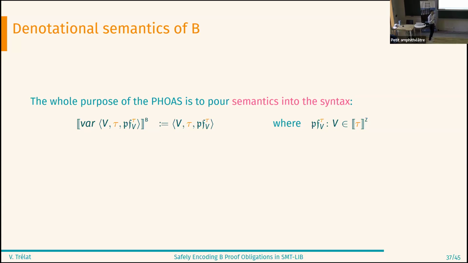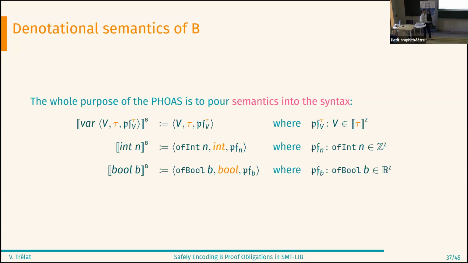There are some really simple cases. For example, for integers, what is the denotation of int n? I just take n and transform it into a ZF set, so a ZF int. It has the type int, and I have to provide a proof that of int n is a member of Z, which is quite easy because this is by construction of this function. For Boolean, it's quite similar, just change with bool and the set of booleans.